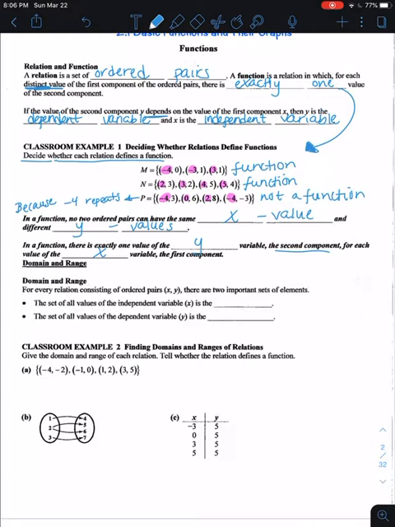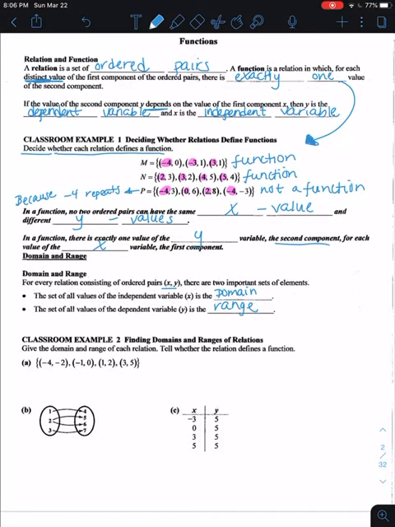Now we have domain and range. For every relation consisting of ordered pairs x and y, there are two important sets of elements. The set of all values of the independent variable x is the domain. The set of all values of the dependent variable y is the range. The way that I remember is that an ordered pair is x comma y. So x comes before y alphabetically. So I look at it the same way as domain, D and R. All right, so this is domain.